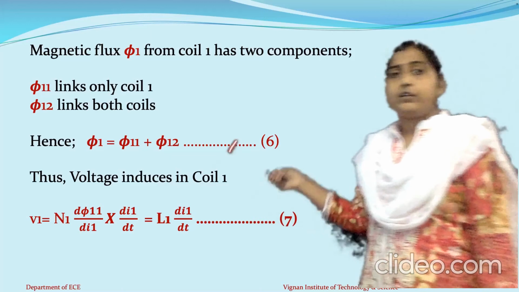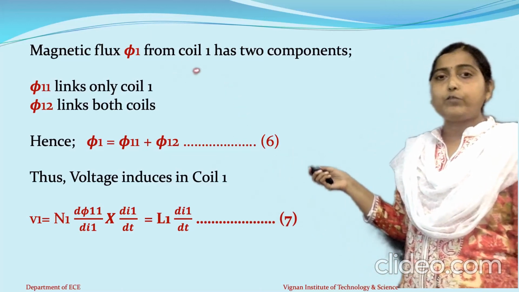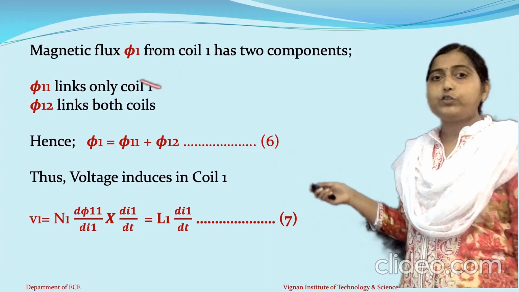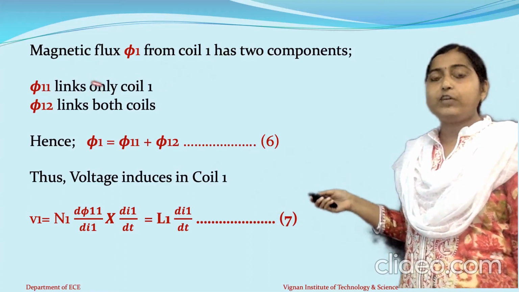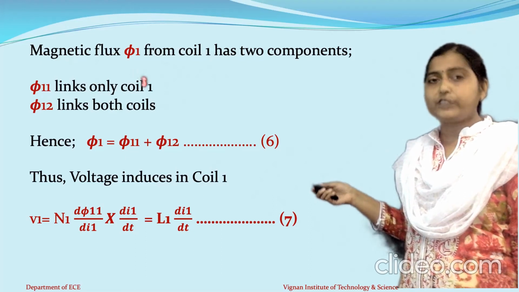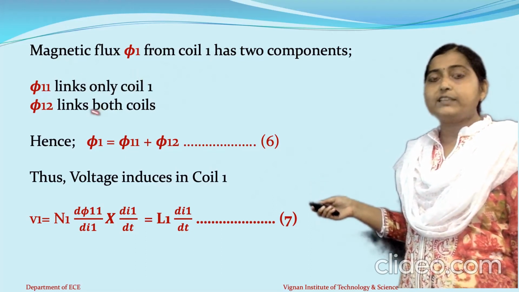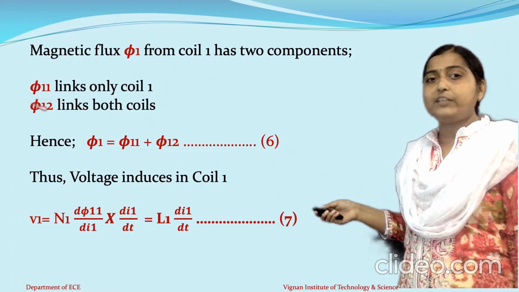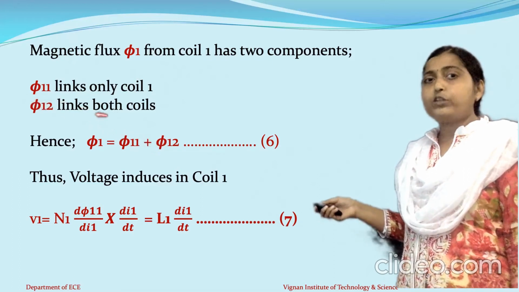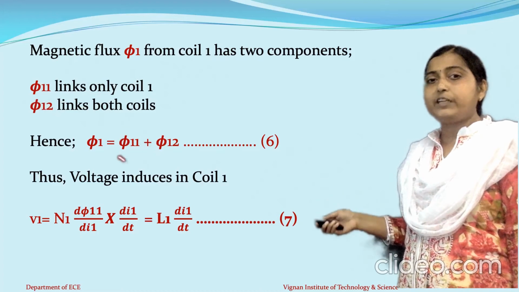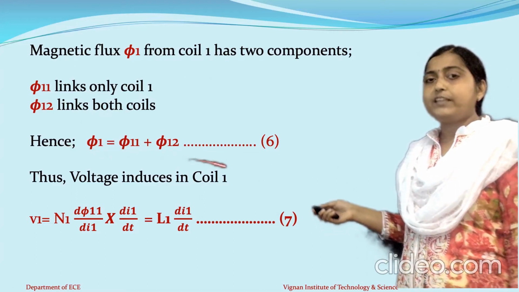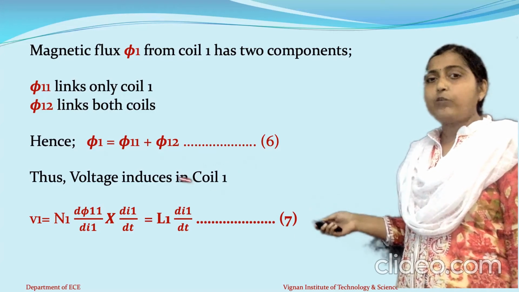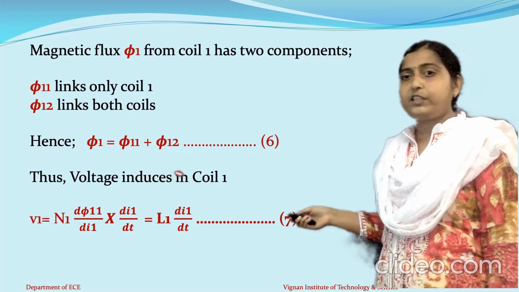Now let us see what happens here. The magnetic flux phi1 from coil 1 has two components. The first one is phi11, which is linked only to the first coil, that is because of the first coil itself. Phi12 is the flux which is linked between both coils 1 and 2, which is why it is represented as phi12. The total flux of the first coil is phi1, where the suffix 1 stands for the first coil, and it is given as phi1 = phi11 + phi12. Let us call this equation number 6.